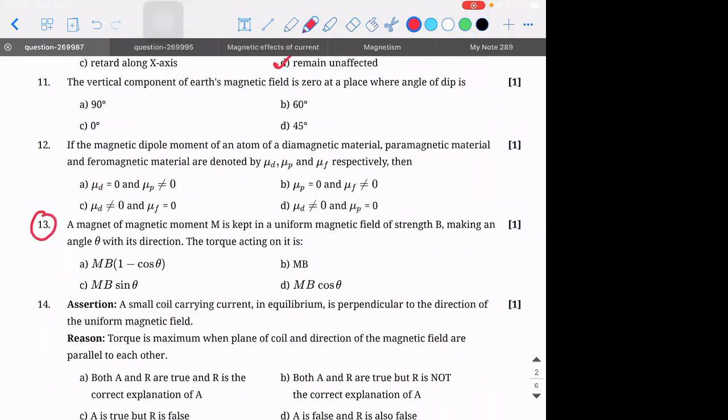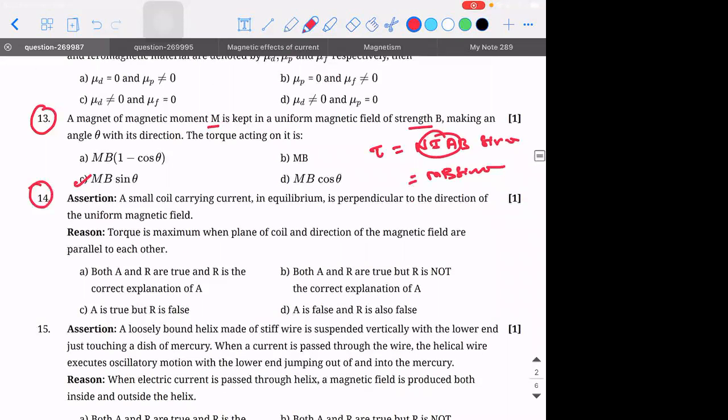Okay, the 13th one. A magnet of magnetic dipole moment M is kept in a uniform magnetic field of strength B, making an angle theta with the direction. The torque acting on it is... It's actually a direct question. MB sin theta. Torque is equal to NIAB sin theta, and this NIA is nothing but M, so it is MB times sin theta. That's the answer. Next, the 14th one.